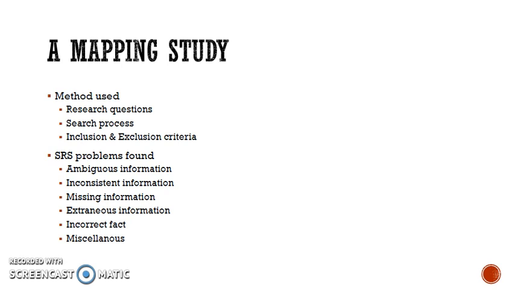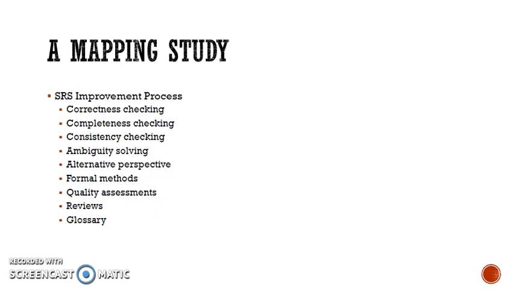So a mapping study is a comprehensive study of the evaluation of software requirement specification techniques. Through this method, which involves research questions, a search process, and inclusion and exclusion criteria, we can find SRS problems, for example ambiguous information, inconsistent information, missing information, extraneous information, incorrect facts, and miscellaneous.